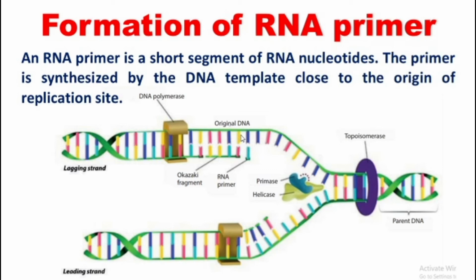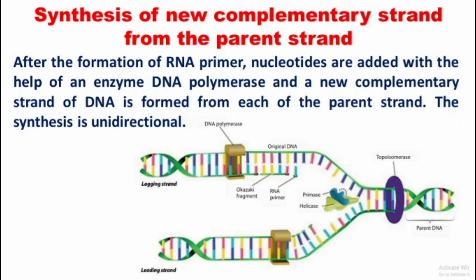So the formation of new strand will be initiated by the addition of RNA primer. Then synthesis of new complementary strand from the parent strand. After the formation of the RNA primer, nucleotides are added with the help of enzyme DNA polymerase. So this is the DNA polymerase enzyme which will help in the addition of new nucleotides to the template, and a new complementary strand of DNA is formed from each of the parent strands.